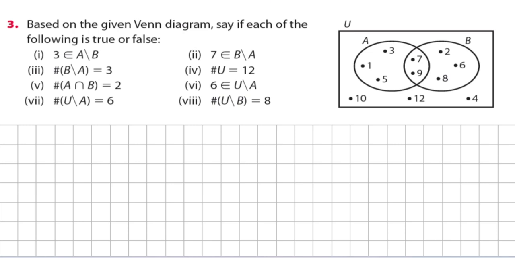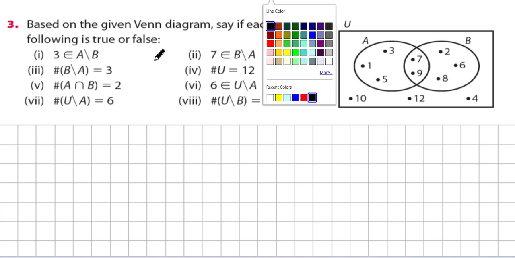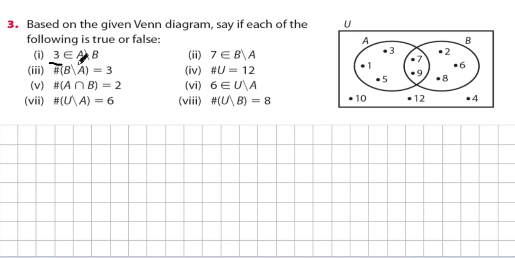Okay, guys, I'm going to translate this for you, okay? First question. Is 3 in the answer for A less B? That's everything in A that's not in B. Is 3 in that region? So we're going to go for true, okay? All good so far? Is 7 in the answer for everything in B that's not in A? No. That's 2, 6, and 8. 7 is not in that answer, so we're going to say false.